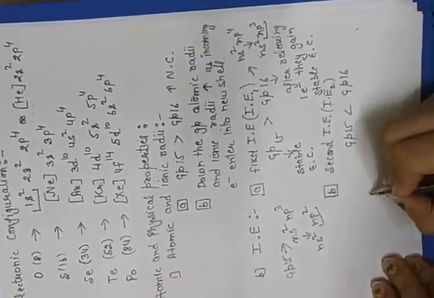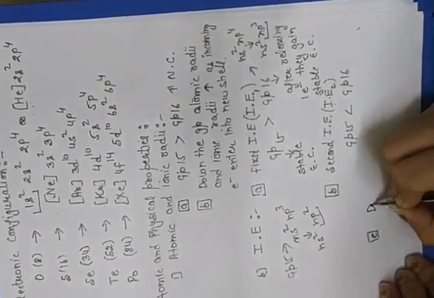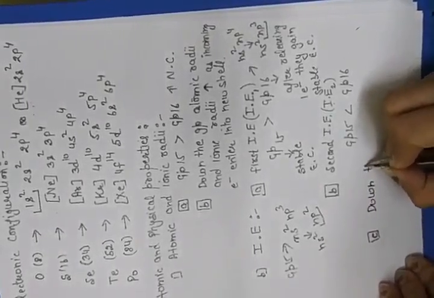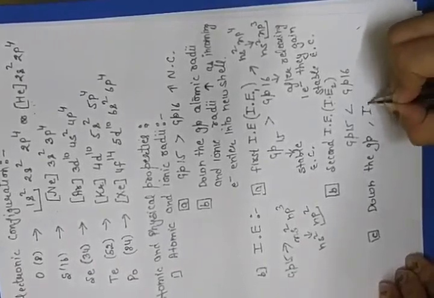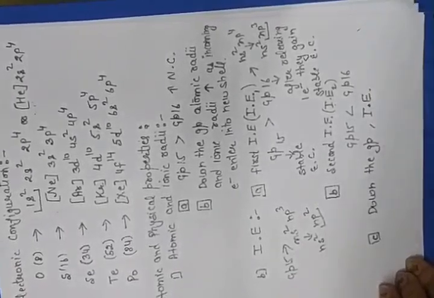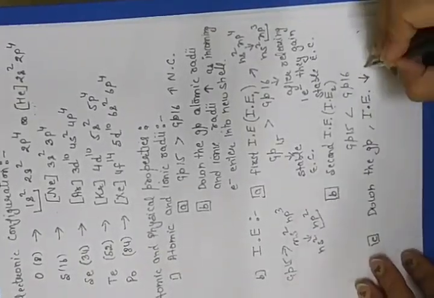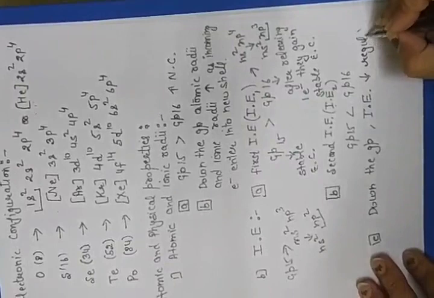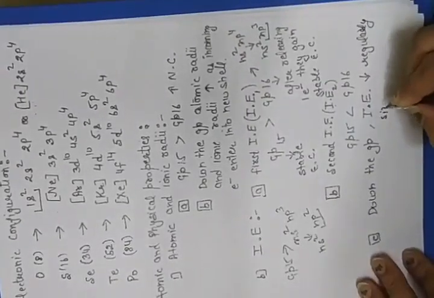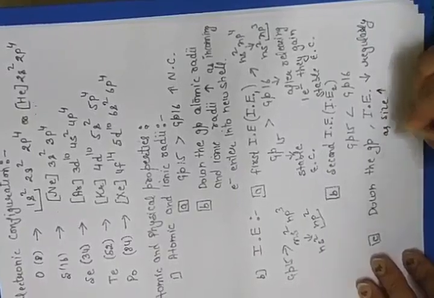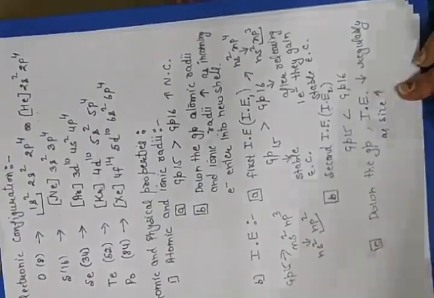Next one is down the group. So down the group, first and second ionization enthalpy decrease regularly as the size increases. As the size increases, it's easy to release one electron.